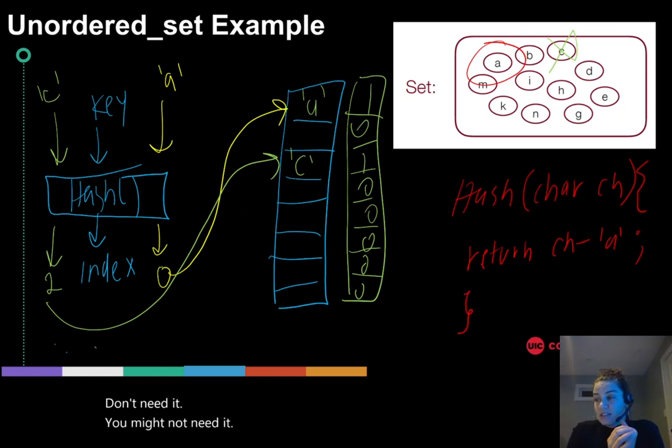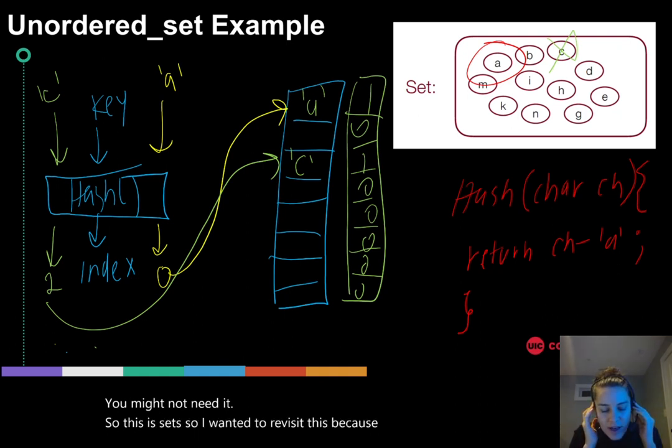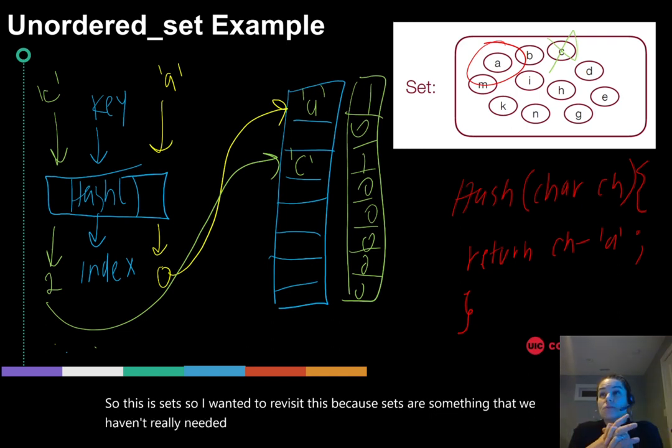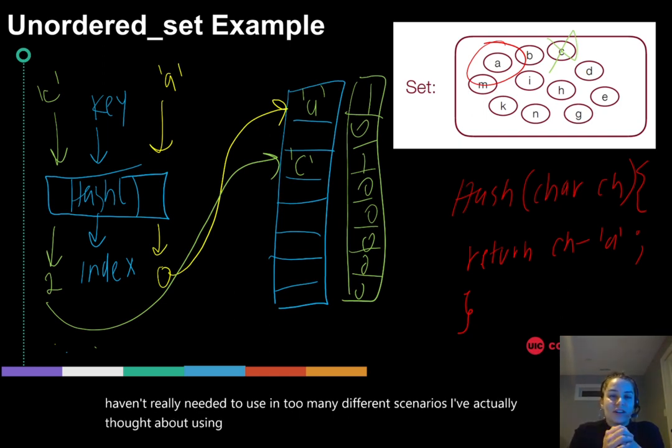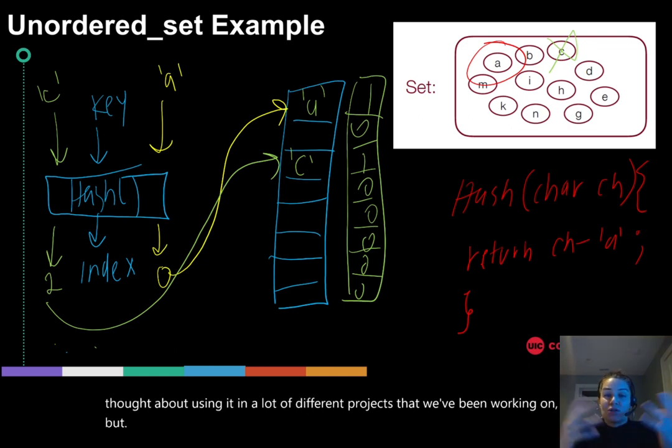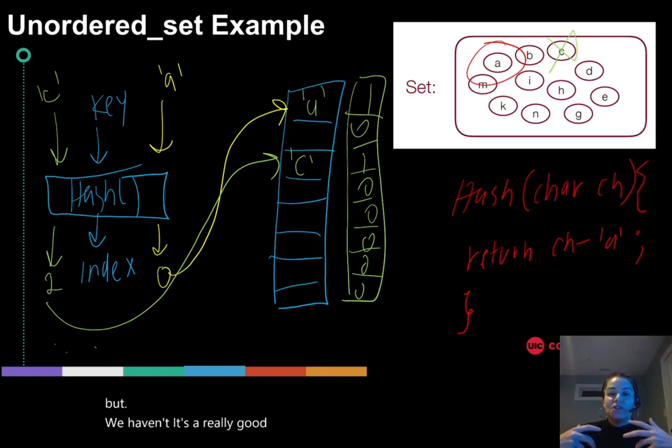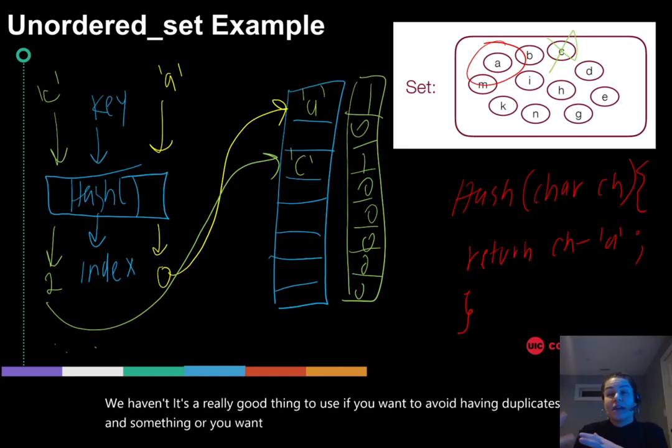So this is sets. I wanted to revisit this because sets are something that we haven't really needed to use in too many different scenarios. I've actually thought about using it in a lot of different projects that we've been working on, but we haven't. It's a really good thing to use if you want to avoid having duplicates in something, or you want to keep track of whether or not something has a duplicate.